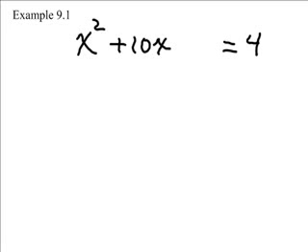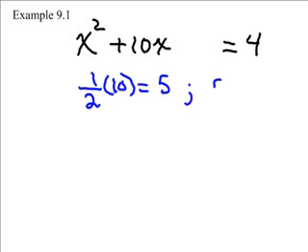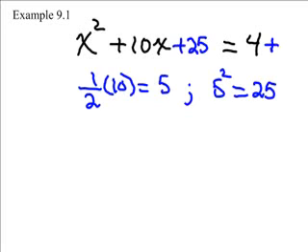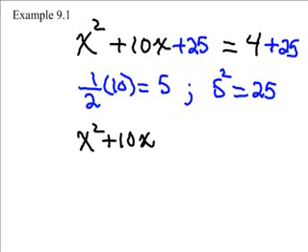I want to take the middle term and multiply it by a half. So I want 1/2 of 10. That's going to give me 5. Then I'm going to square it. 5 squared is equal to 25. And that's what I'll be adding to both sides of my equation. So what I end up with on the left-hand side is x squared plus 10x plus 25. And on the right-hand side, I have 29.